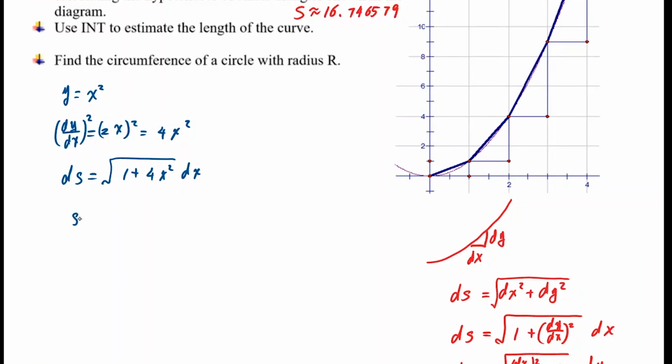So my s will be the integral from 0 to 4 of the square root of 1 plus 4x squared. Somebody punch this into a calculator, make yourself useful. And that gives us, who's ready? 16 point.